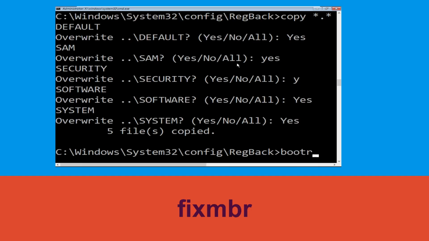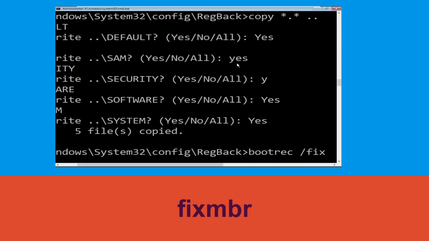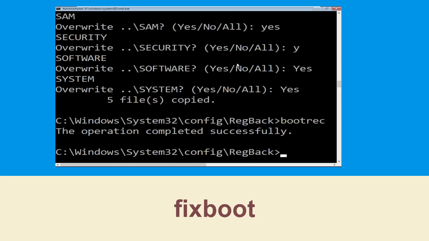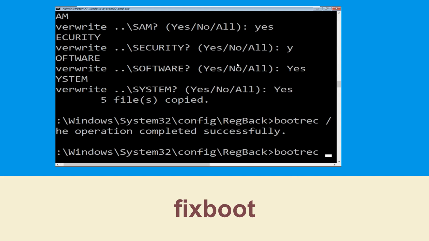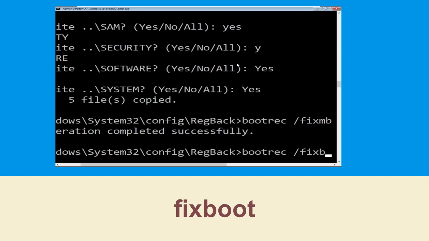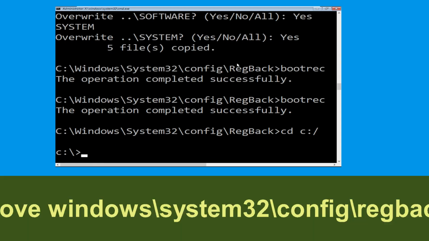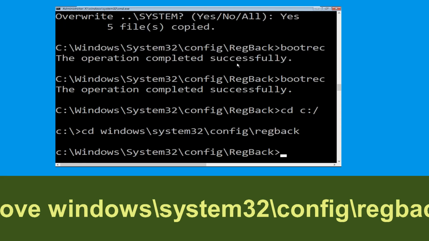Now execute this command. Type bootrec /fixmbr and simply hit enter. Type bootrec /fixboot and hit enter. Type cd /c:/ and hit enter. Now type this command cd /windows/system32/config/regback and simply hit enter to execute the command.